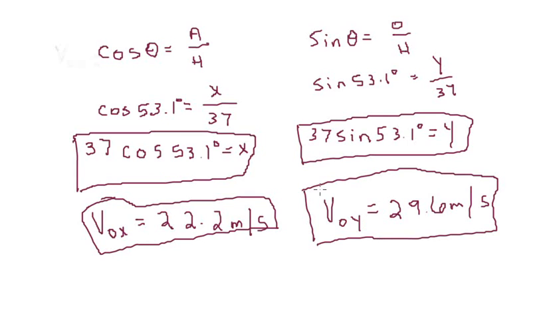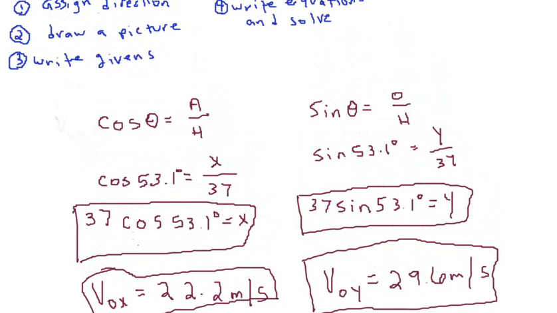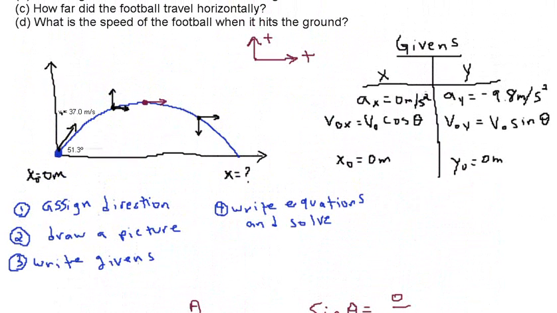Okay, so let's continue solving this projectile motion problem. We found the initial velocity in the x direction and we found the initial velocity in the y direction. So you can write that down on your givens. Here I pretty much gave you the formula for how to solve the initial velocity in the x direction, which we already did, and the initial velocity in the y direction.